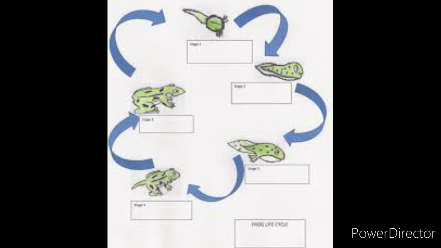Okay. And for your assignment, I have prepared here a worksheet that you will bring home. You need to sequence the events of the story, the frog life cycle. And the second one is, you will draw a frog life cycle and it must be colored nicely. Are we clear, class?